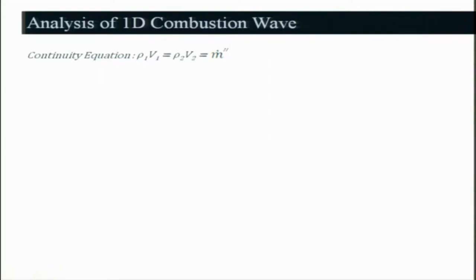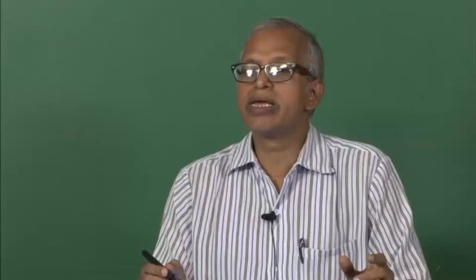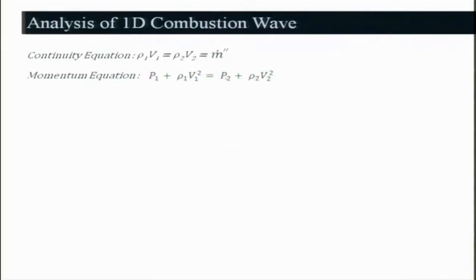From the momentum equation, that will be nothing but P 1 plus rho 1 V 1 square is equal to P 2 plus rho 2 V 2 square, because we are not considering the body forces and it is inviscid. So those terms are not coming, which is very simple, and this is similar to what you might use for analyzing a normal shock wave. Keep in mind that here we are considering a combustion wave, which is one dimensional in nature. So this type of equation you might have used there.